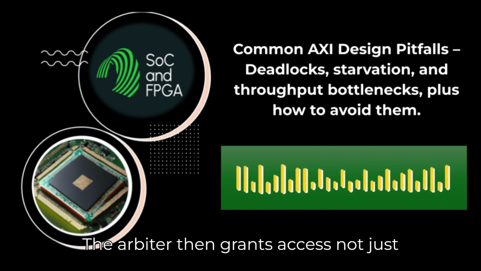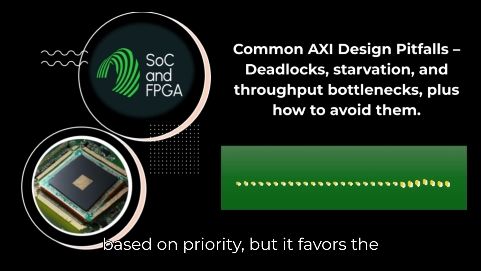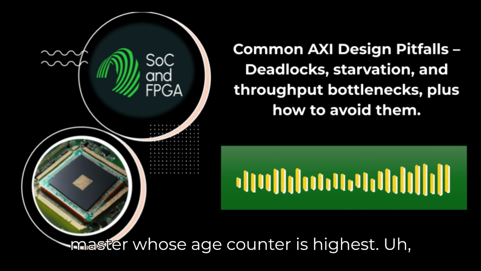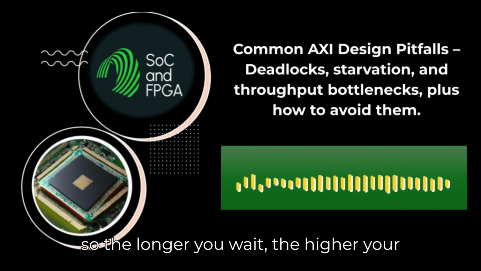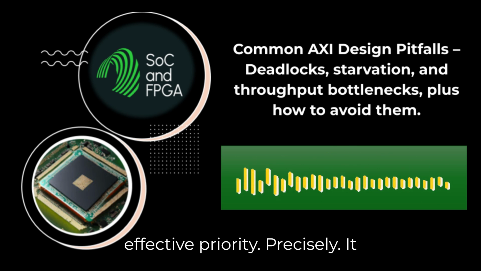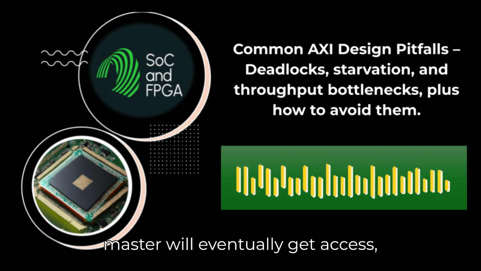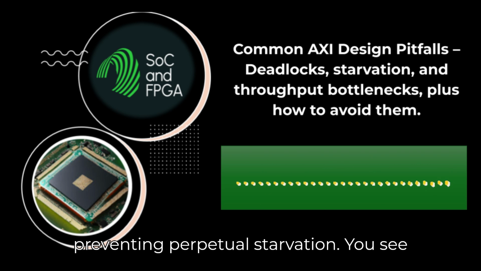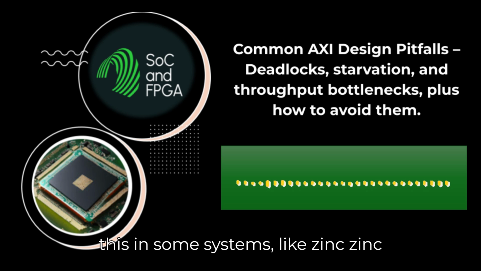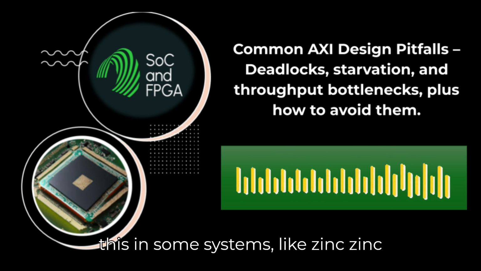The arbiter then grants access not just based on priority, but it favors the master whose age counter is highest. So the longer you wait, the higher your effective priority becomes. Precisely. It guarantees that even a low priority master will eventually get access, preventing perpetual starvation. You see this in some systems like Zynq SoCs.